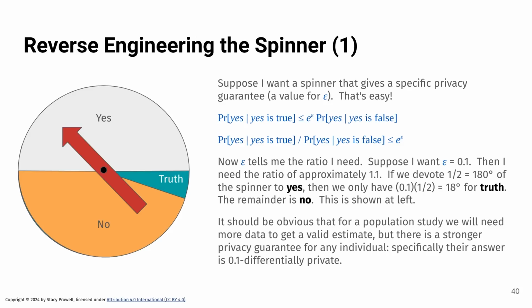Does that make sense, right? The total that I would get for yes needs to be 1.1, okay? And so 1 is the yes, and the 0.1 is the truth, right? That 0.1 is 1.1 minus 1, not the original epsilon. So a tenth of 180 is 18 degrees, so I have 18 degrees for truth. The remainder is no, and we wind up with the spinner like we see over on the left. And you could reasonably believe that spinner would give you pretty good privacy. In fact, it's going to give you an epsilon differentially private mechanism where epsilon is 0.1.